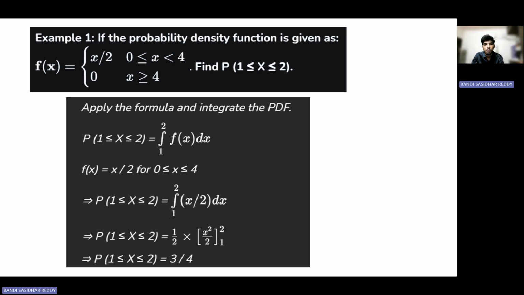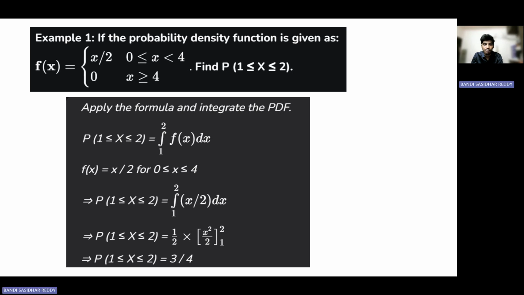Here's another problem. If the probability density function is given as f_X(x) equals x by 2 over the interval 0 ≤ x < 4, find the probability over the interval 1 ≤ X ≤ 2. As we discussed at property 4, let's use that: P(1 ≤ X ≤ 2) equals the integral over 1 to 2 of f_X(x) dx.